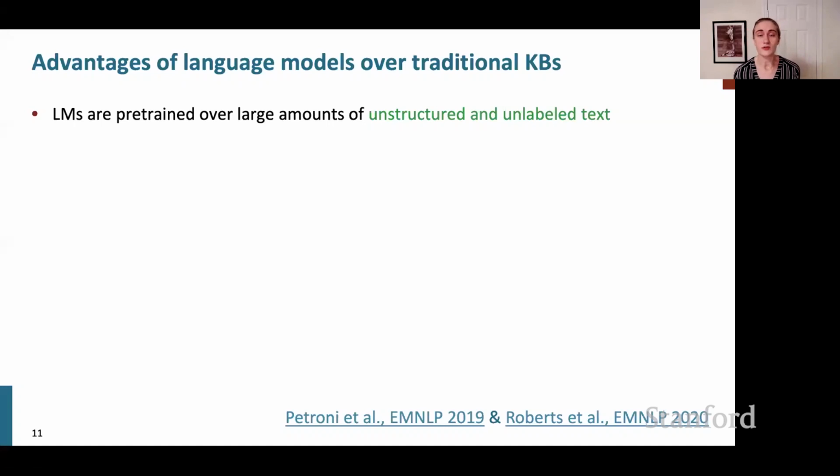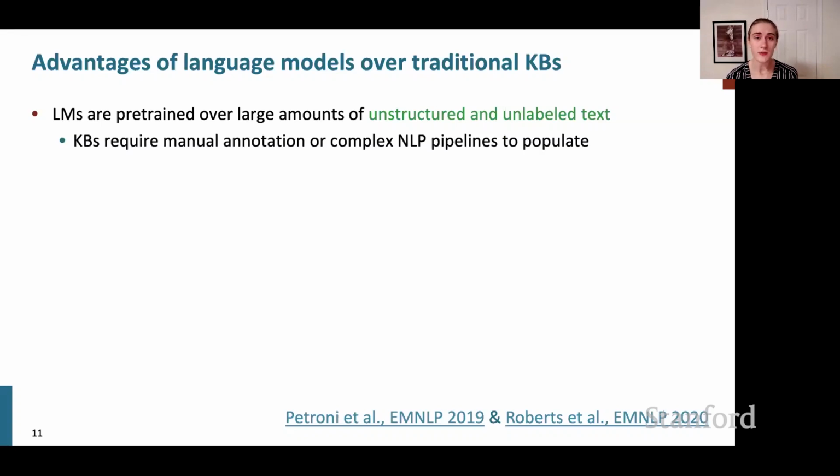So what are the advantages of using language models over traditional knowledge bases, and why might people think this could be a good idea? Well, for one, the language models are pre-trained over large amounts of unstructured and unlabeled text, whereas traditional knowledge bases require manual annotation, like with Wikidata, where people actually are populating it, or complex NLP pipelines to extract from unstructured text into a structured form that forms a knowledge base.